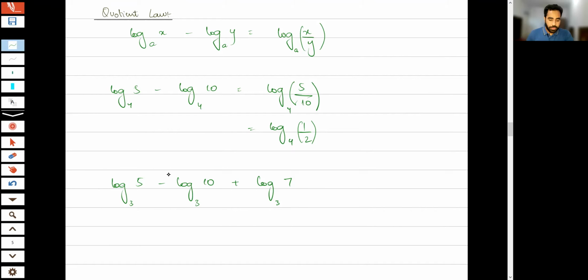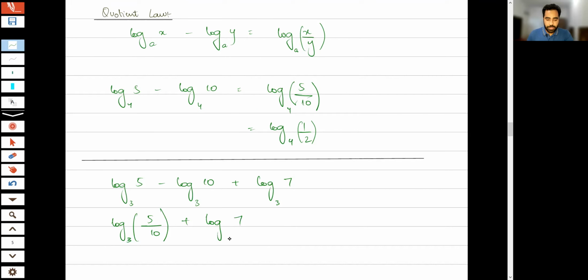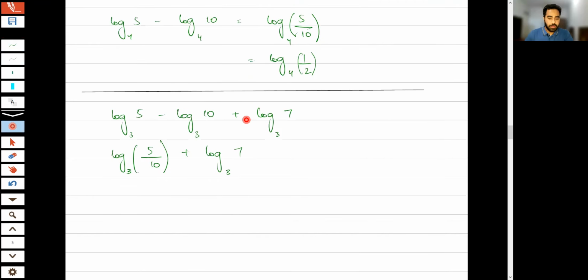So I'm going to get 5 upon 10 if I apply the quotient law, 5 upon 10 base 3. Plus log 7 base 3. This would stay as it is. Now I can multiply this 7 with 5 upon 10. So 7 multiplied by 5 upon 10 would be 35 upon 10. So this will become log 35 upon 10 base 3, and you can write this as log 3.5 base 3.